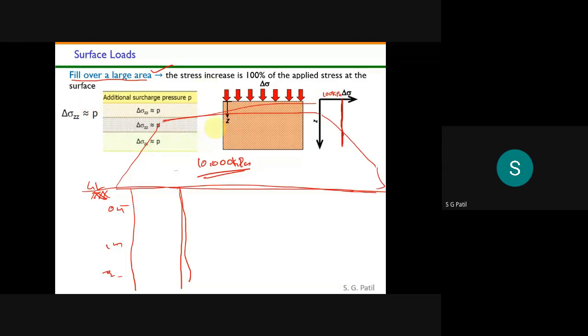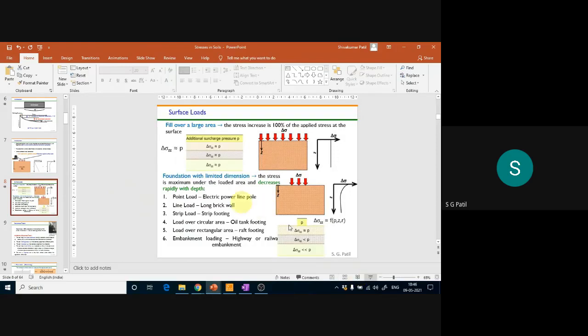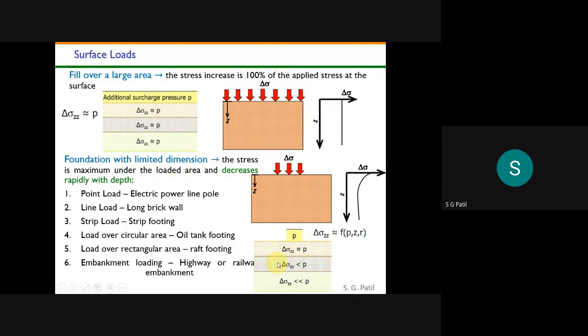But our foundations will apply the load only over a limited width, right? So a foundation with a limited dimension. Suppose this is my superstructure, and this is my foundation width. Only this much foundation width is there. If you compare to the depth, the applied load's width is small. In that case, the stresses will vary like this. At the top, it will be high. As you go deeper into the ground, the stress will reduce.